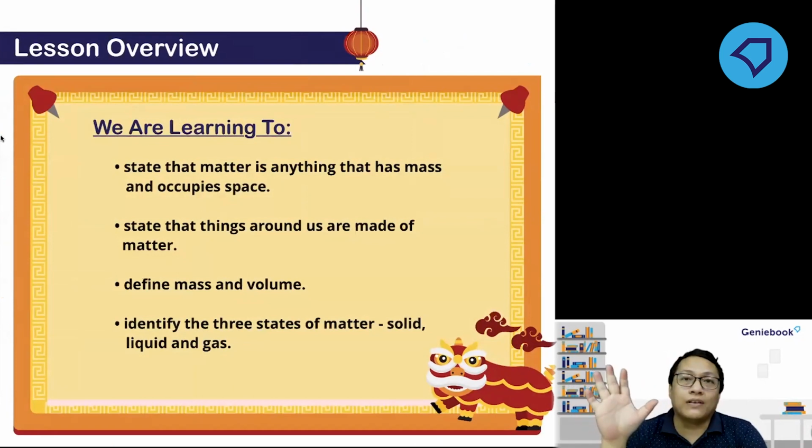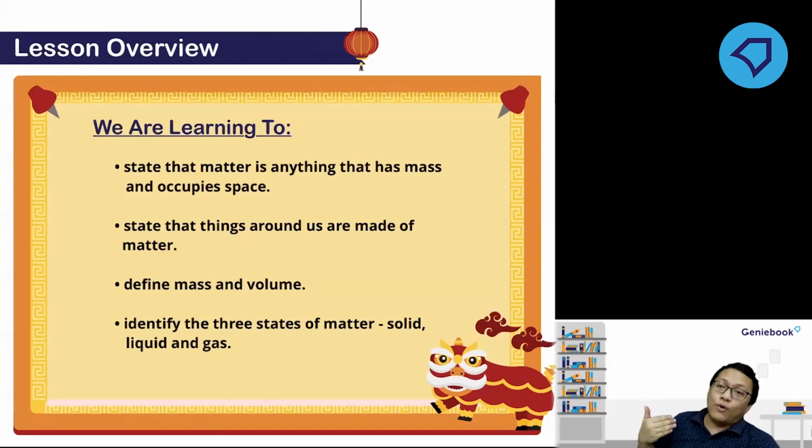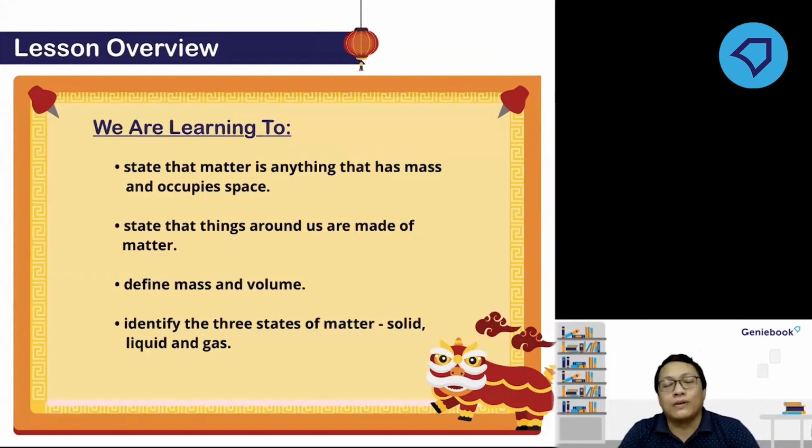So any one of you, are you learning matter in school right now? Anyone learning matter in school right now? Of course, let us see what we are going to learn today. Like I mentioned before, we are going to learn matter.